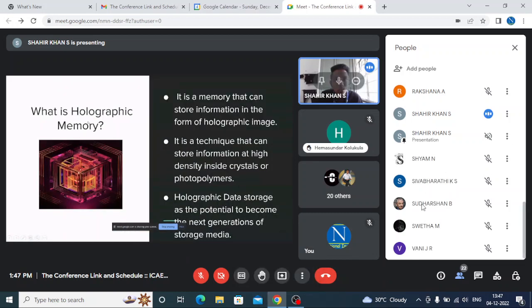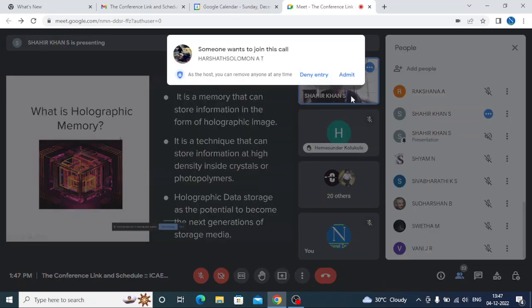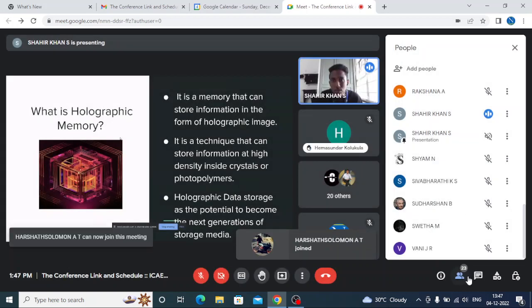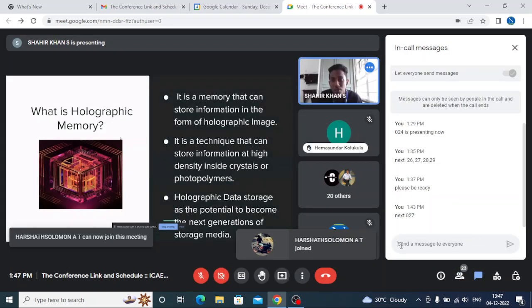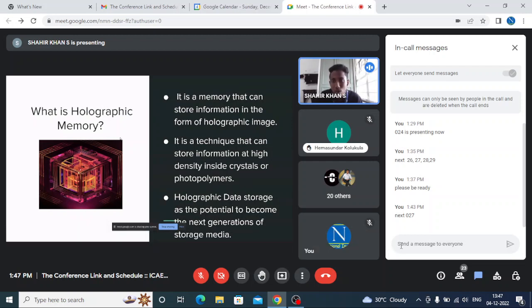Next, what is holographic memory? It is a memory that can store information in the form of holographic images. It is a technique that can store information at high density inside crystals or photopolymers. Holographic data storage has the potential to become the next generation of storage media.